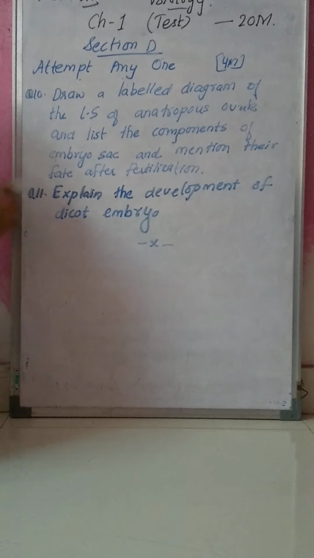Question number 11 is, explain the development of dicot embryo. You have to write about the entire development of dicot embryo in brief. This will be for 4 marks.